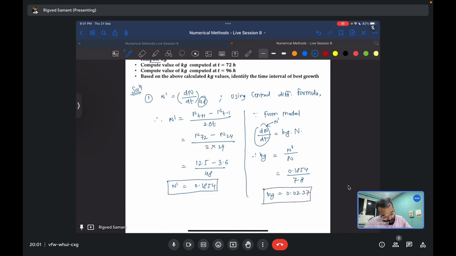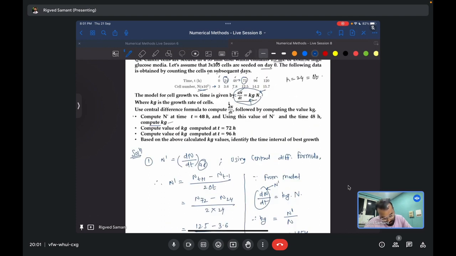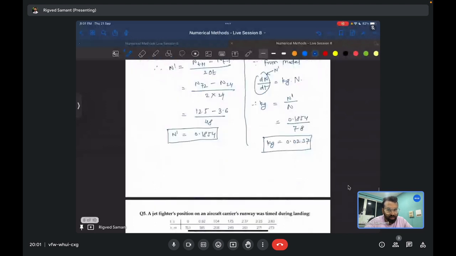So this is what we were asked to find, kg. First we calculated n dash, and using the value of n dash and n at the time t, we calculated kg. kg is the growth rate. It is not a mass here, it is a growth rate. It is telling you how fast the cell count is changing.